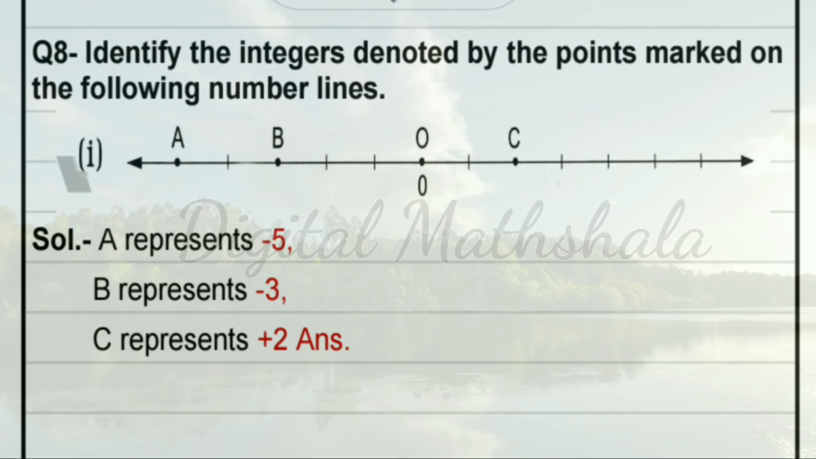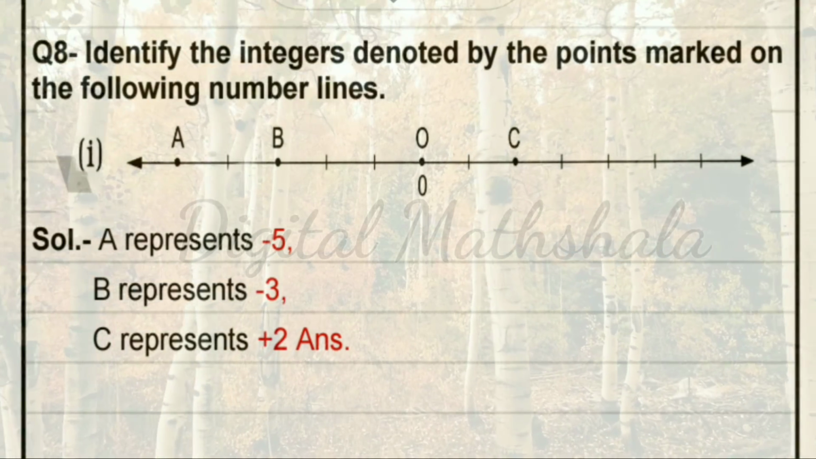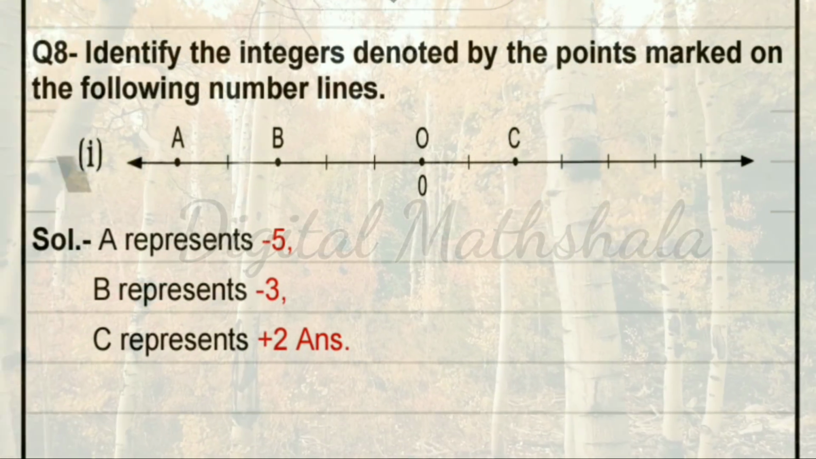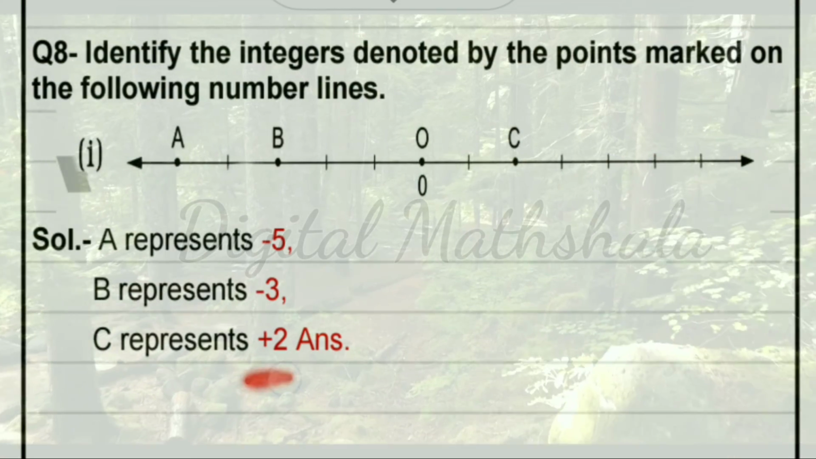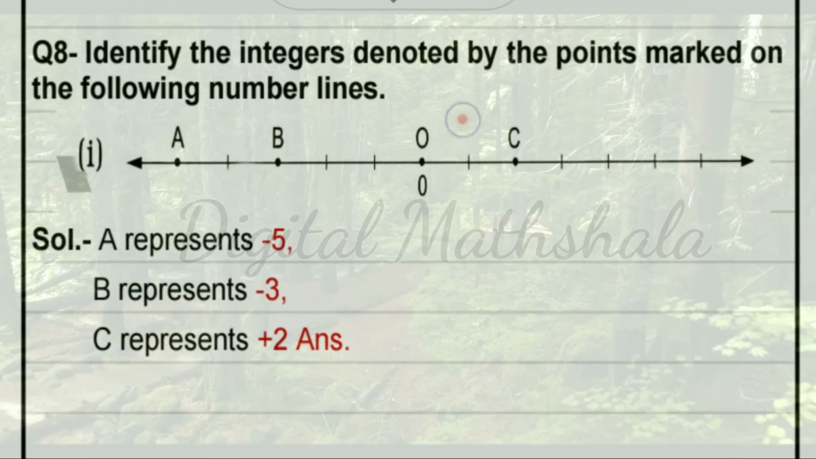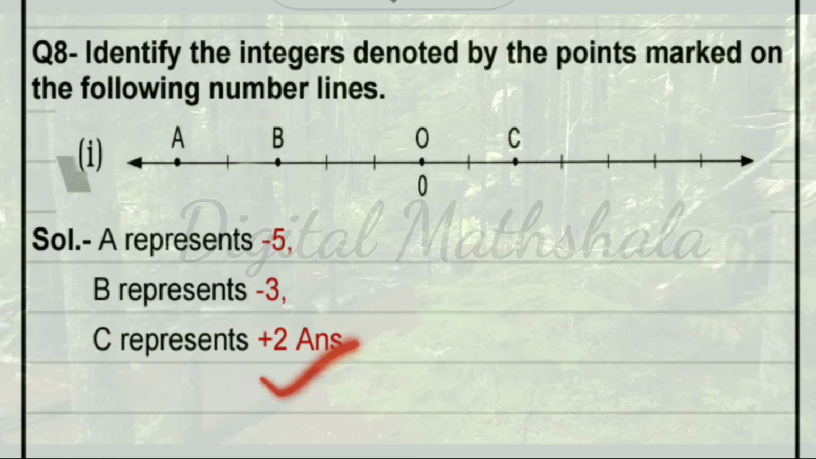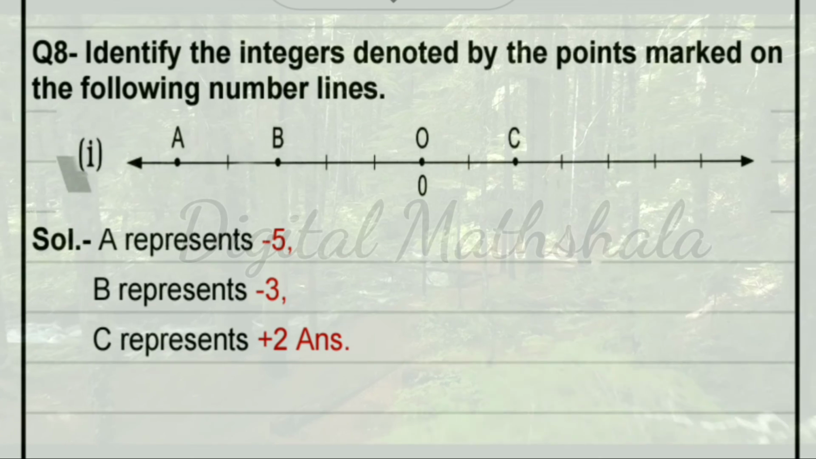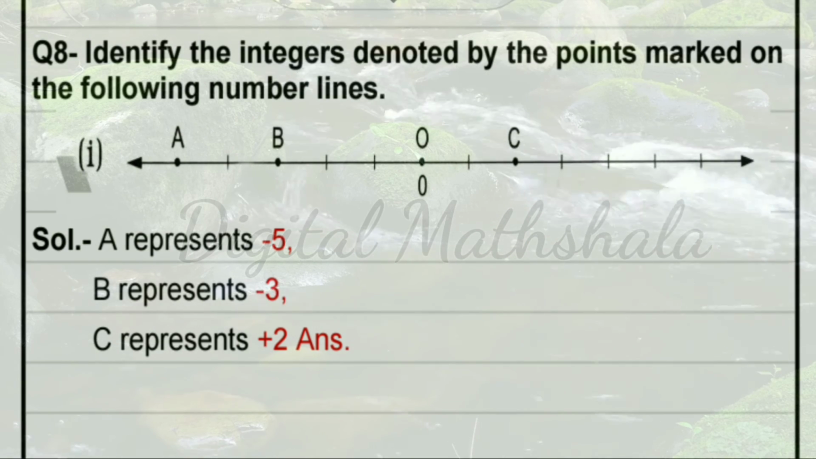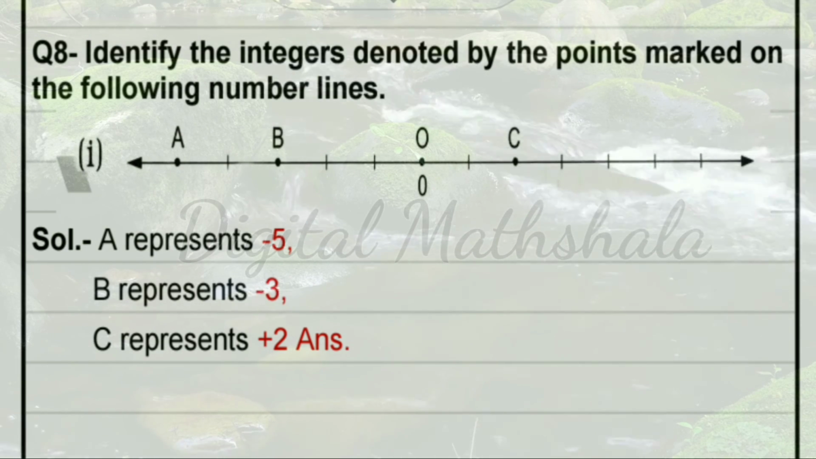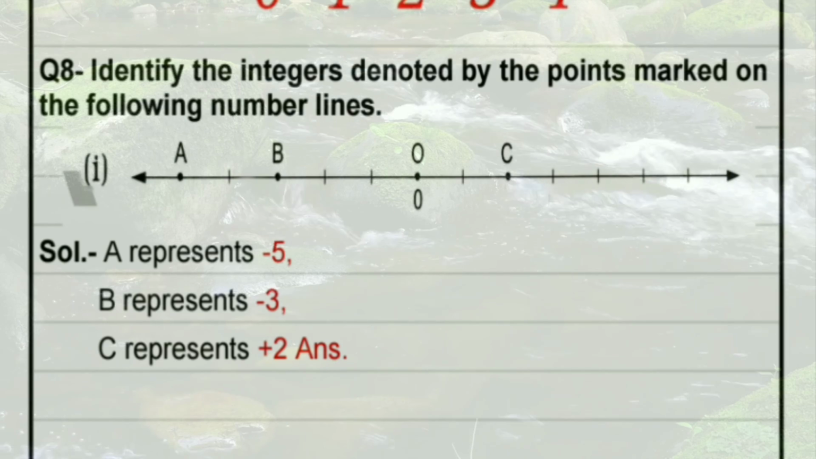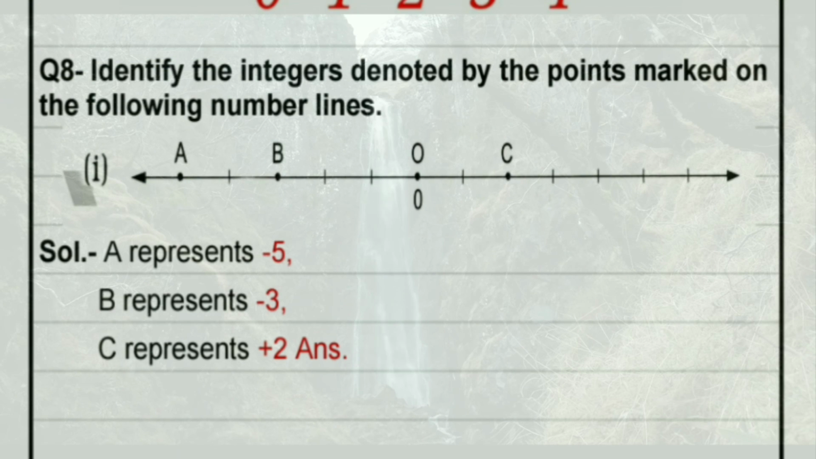Now we will find out the C value. So we will go to the right side. As we know, on the right side all the numbers are positive, so we will take a positive sign. And now we will count 1, 2. On the second number, C is given, that is why we will write +2 here. I think all the doubts are clear now. If you still have any doubt, then you can ask me. I'll surely help you out. Take care. Bye bye.